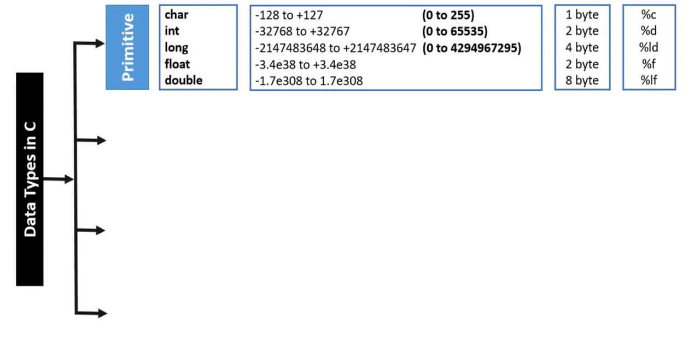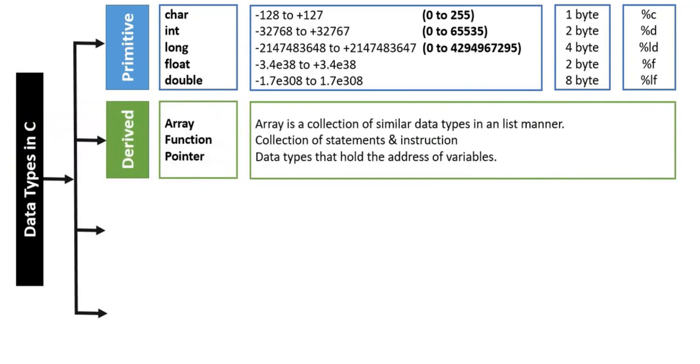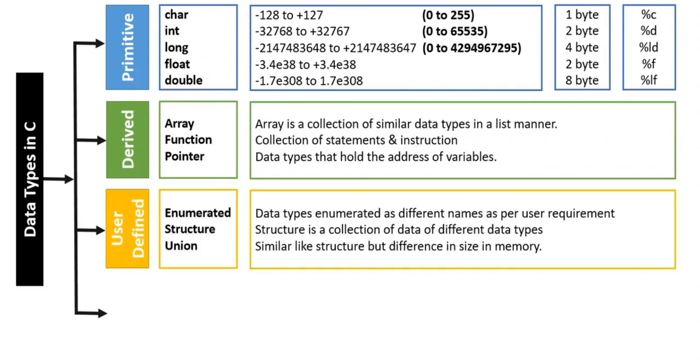After the primitive data type, we have derived data type. Within derived data types, we have array, which is a collection of similar data types in a list manner. Function, which is collection of statements and instruction. Pointer, the data types that hold the address of variables. Next is user defined data type, and we have enumerated, structure, union. Enumerated, that means the data types enumerated as different names as per user requirement. Structure, it is also a collection of data but of different data types. Union, similar like structure but difference in size in memory.